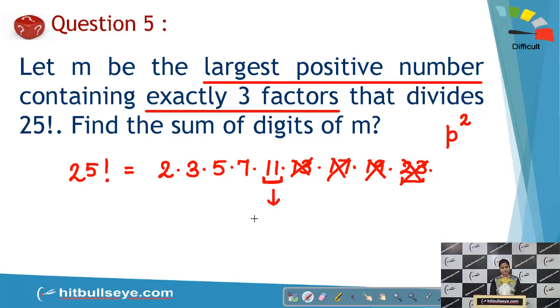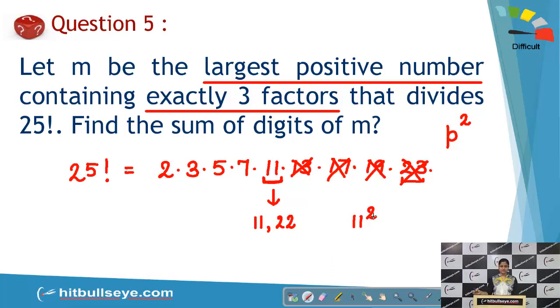11 comes twice in 25 factorial, once in 11, once in 22. That's why 11 square will appear in 25 factorial, and that is the largest number which is satisfying this condition that it contains exactly 3 factors.